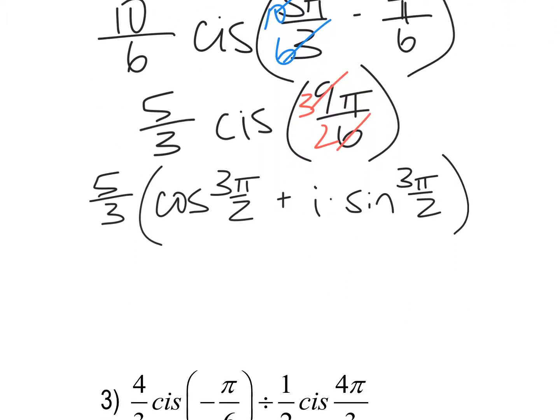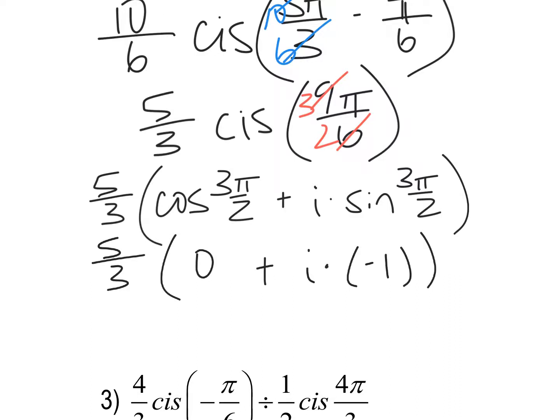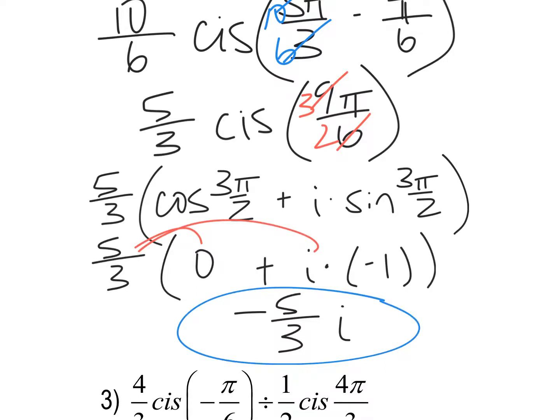So I'm keeping my 5/3 in front. Cosine 3 pi over 2, the x value at 3 pi over 2 is 0. And the y value at 3 pi over 2 is -1. I need to distribute my 5/3 to that. After I do that, 5/3 times 0 is 0, but I get a -5/3 i. And that, my friends, is my final answer, and that is in rectangular form. Okay, let's do the next one.